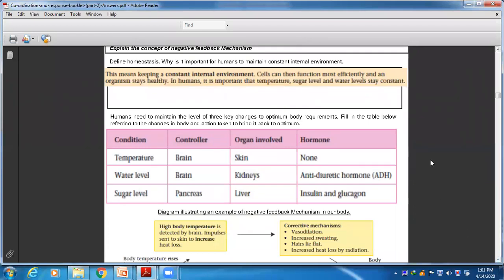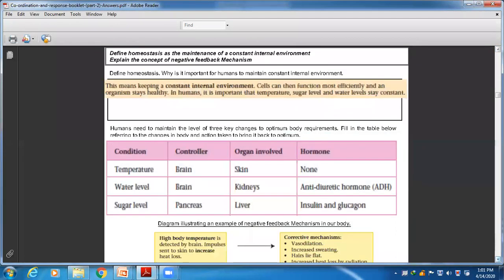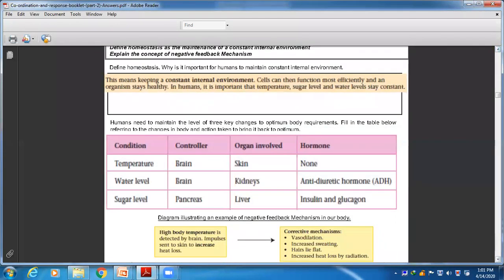Okay, now come to another question. Most of the students also face problems here, so let me discuss this also. Define homeostasis, okay? And explain the concept of negative feedback mechanism. So homeostasis, we know already, is the maintenance of a constant internal environment.